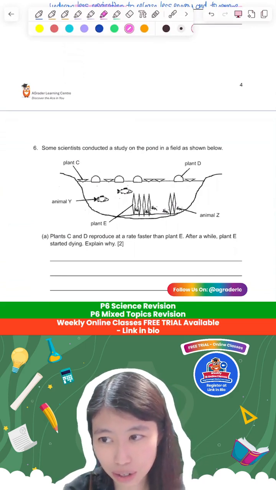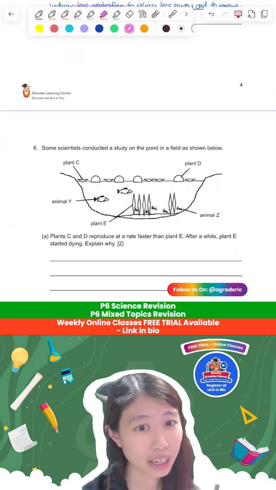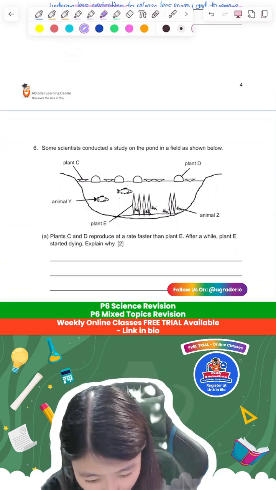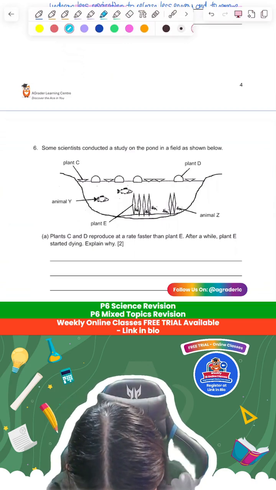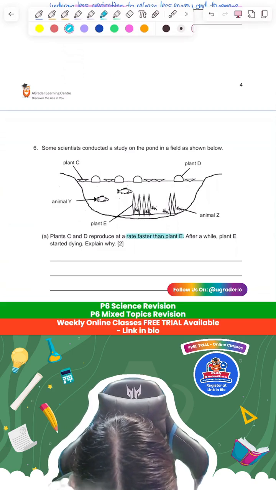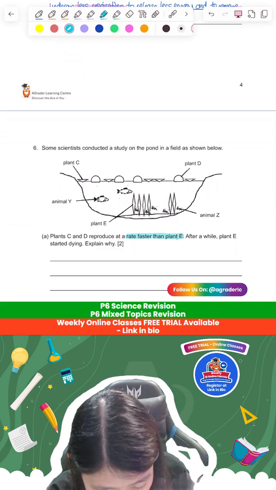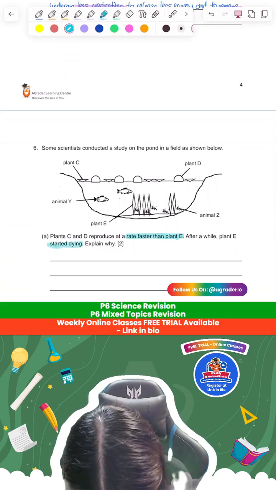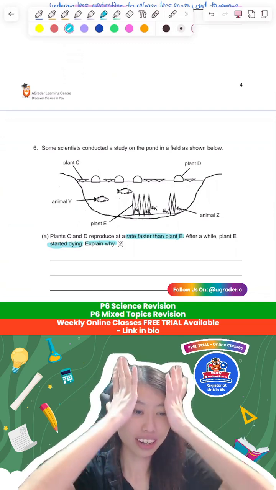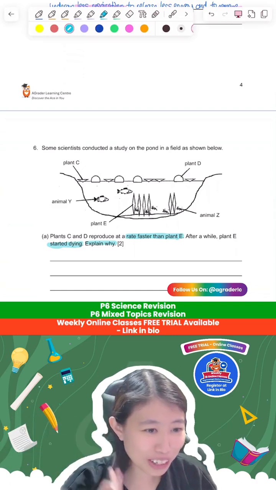Some scientists conducted a study on the pond in a field as shown below. They mentioned that plant C and D reproduce at a rate faster than plant E. After a while, plant E started dying. Explain why.